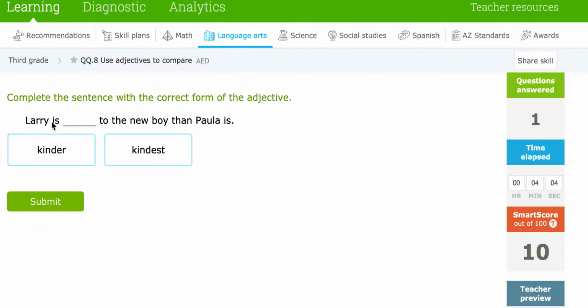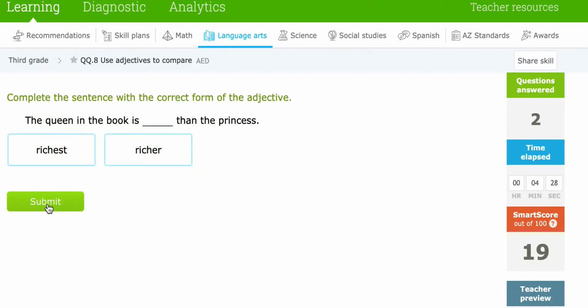So now, let's see this one. Larry is blank to the new boy than Paula is. So now we know we're just talking about two people, right? Larry and Paula. We're talking about how they act to the new boy. So since there's only two of them, we're going to end in ER because ER is my comparative adjective.